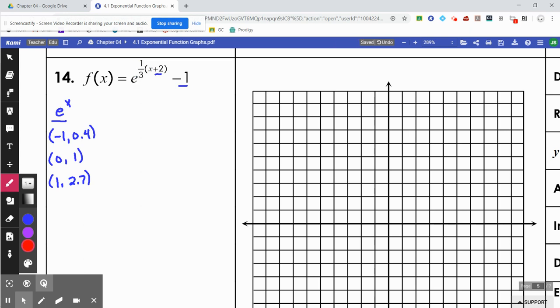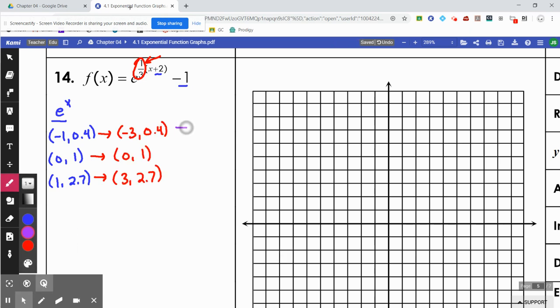Again, we always start with our stretches and compressions here. This is a horizontal one. Since it's horizontal, we're going to have to reciprocate this. We're going to have to flip it, and we're going to get a factor of 3/1. So that's going to stretch it horizontally. When I'm talking horizontal, we're going to take all of our x values and stretch them times 3, or just multiply them by 3. And there's our 3 new points.